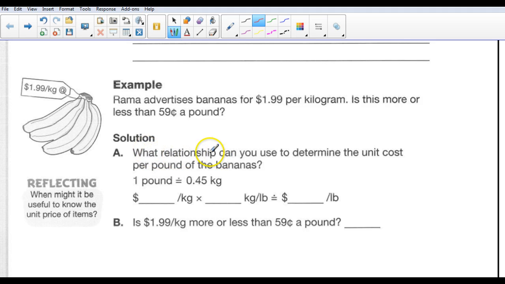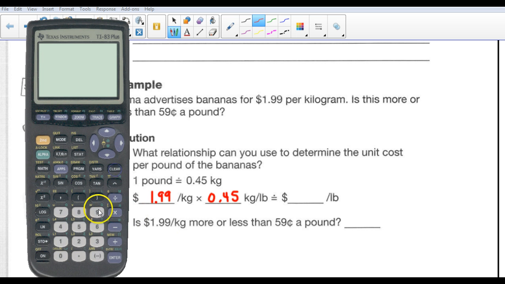So solution, what relationship can you use to determine the unit cost per pound of the bananas? Well, 1 pound is equal to 0.45 kilograms. Okay. So we have $1.99 per kilogram times 0.45 kilograms per pound. Okay, so we multiply those two numbers together, 1.99 times 0.45, and we get an answer of 0.8955, or basically 90 cents per pound.